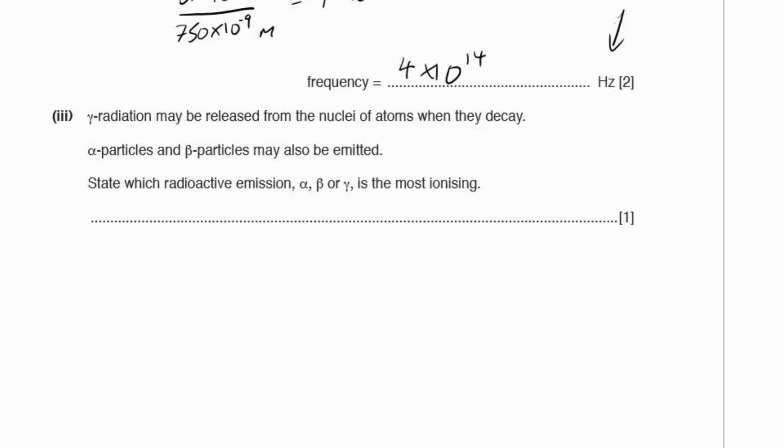And part 3. Gamma radiation may be released from the nuclei of atoms when they decay. Alpha particles and beta particles may also be emitted. State which radioactive emission, alpha, beta or gamma, is the most ionizing. And the answer here is alpha. It's the most ionizing, that's why it's the least penetrating. It loses all its energy ionizing things before it really gets anywhere. So there we are. That's it.